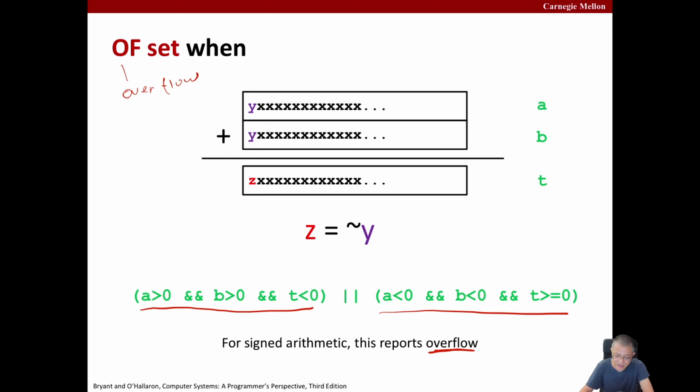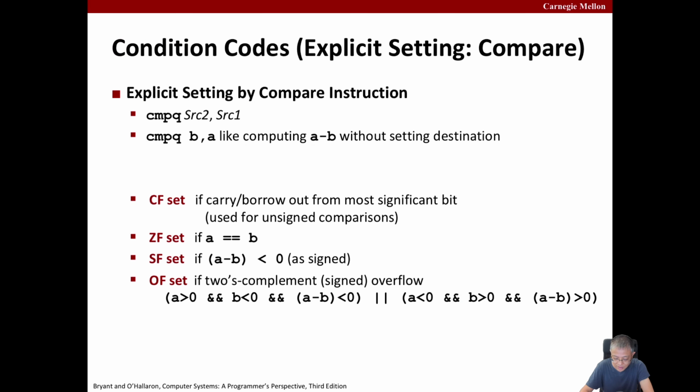There are a number of other conditions which are not affected by the arithmetic operations. The condition codes can be explicitly set. We have mentioned that if you execute an instruction like add or subtraction, you are going to implicitly set those condition codes. But you can also explicitly set those condition codes.